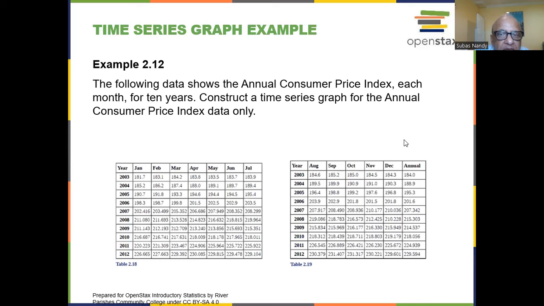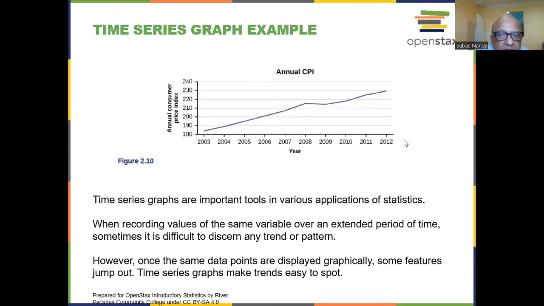So here is some data, the American Consumer Price Index for 10 years. Construct a time series graph. And it looks like this. In time series graphs, time is on the horizontal axis. Whatever quantity you are plotting is on the vertical axis.